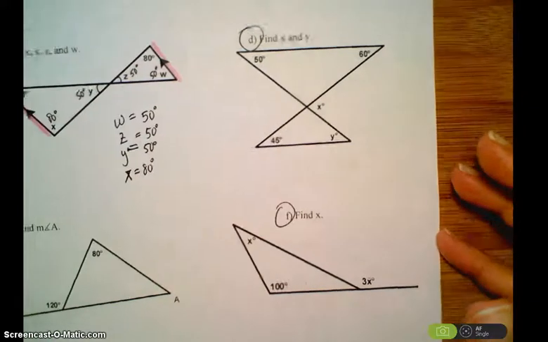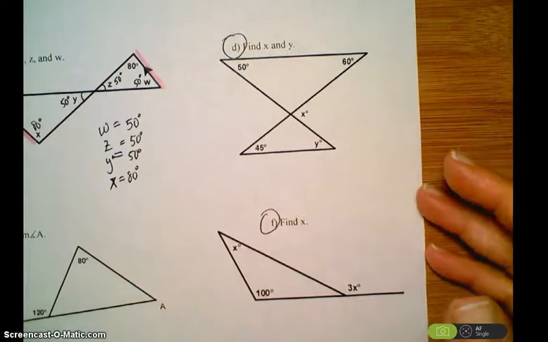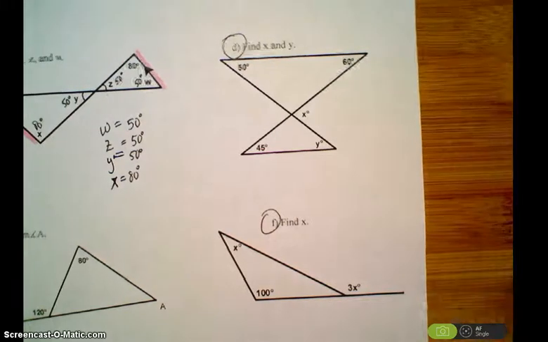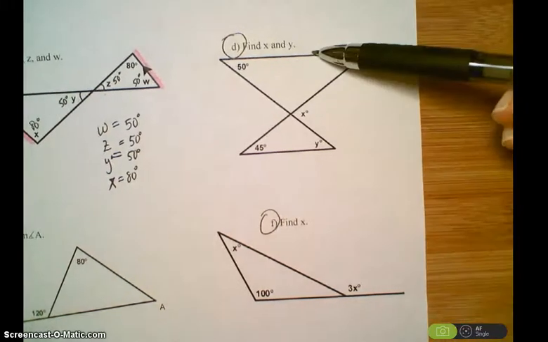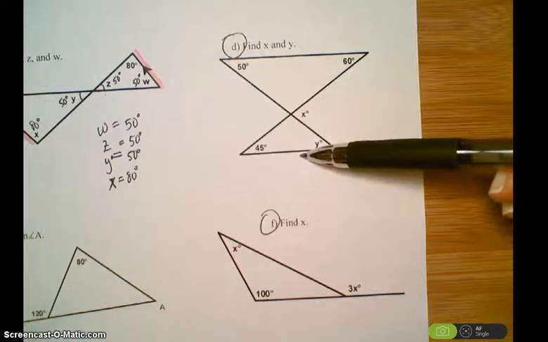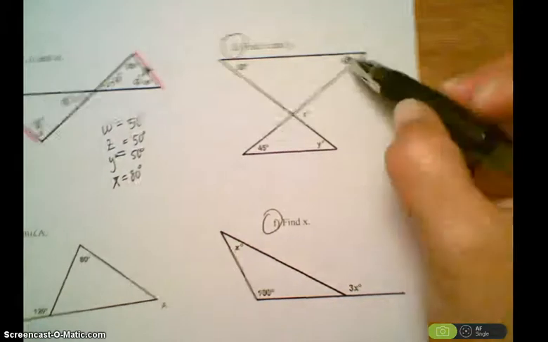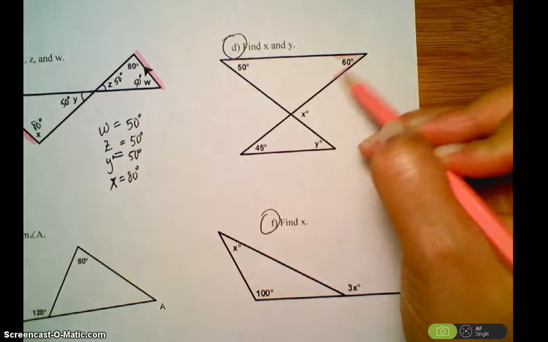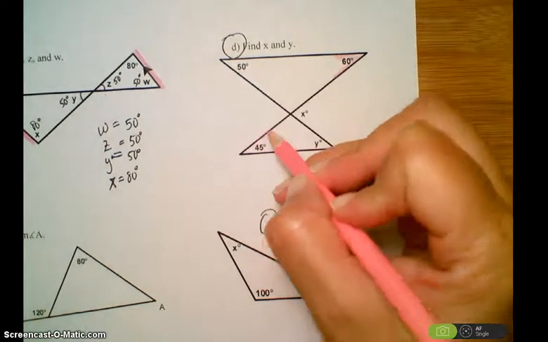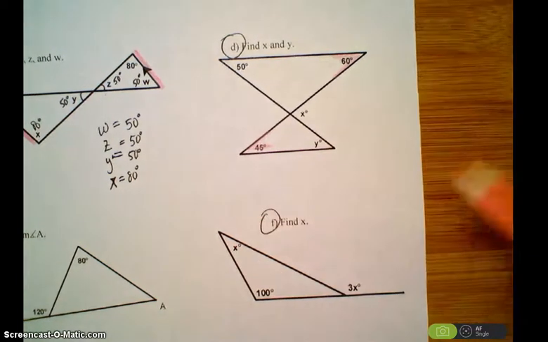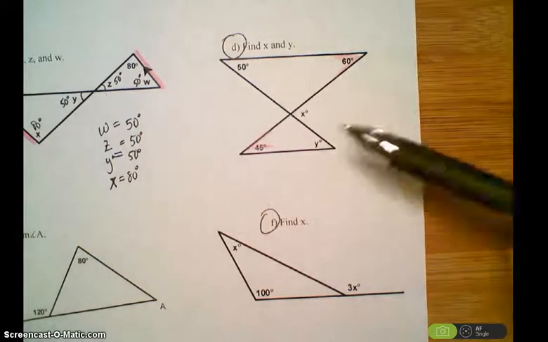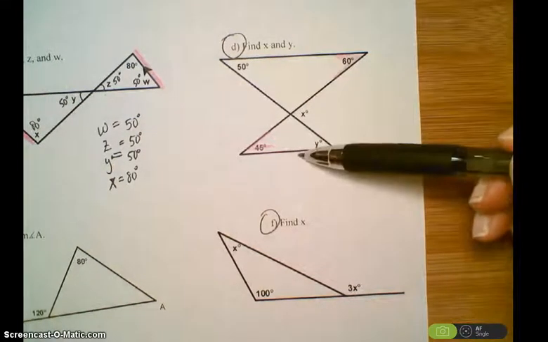Okay, moving on to example D. In example D, my first question to you would be, are these two lines parallel? Is this line parallel to this one? And if we take a look here and we look at our alternate interior angles that are formed right here and right here, since our alternate interior angles are not congruent, those two lines are not parallel.